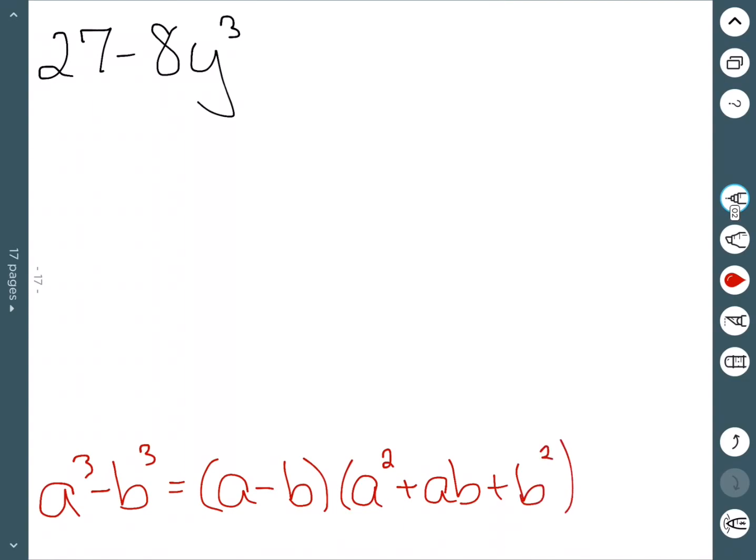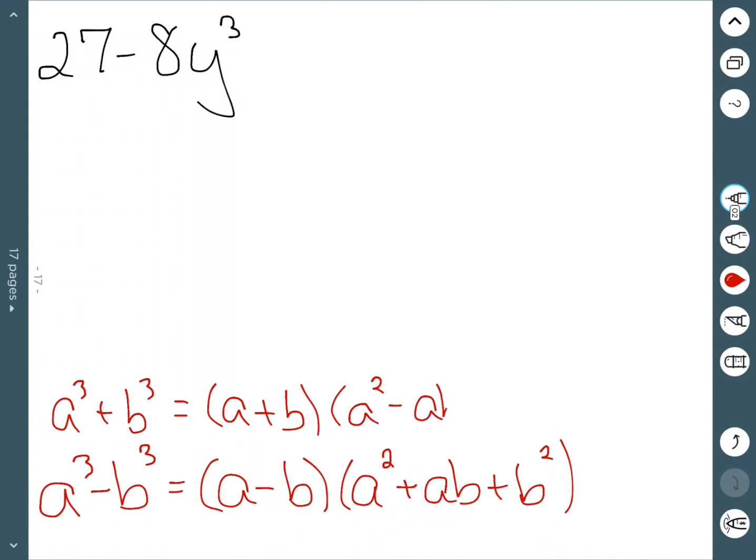It might be difficult to remember the signs because if we switch these and do a cubed plus b cubed, this would factor to (a plus b)(a squared minus ab plus b squared). In general, your signs are the same as your original problem, the opposite of the original problem, and then always positive.